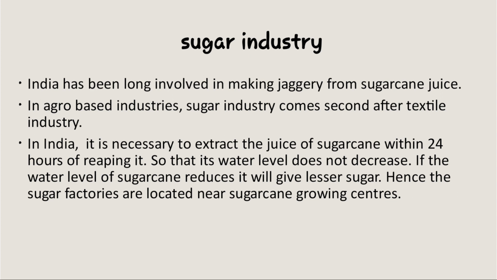In agro-based industries, sugar industry comes second after textile industry. So in agro-based industry, the leading producer is the textile industry, and after that comes our sugar industry. As you know, in India, it is necessary to extract the juice of sugarcane within 24 hours of reaping it. After cutting the sugarcane from the plant, within 24 hours the juice must be extracted and reach the sugar factories.